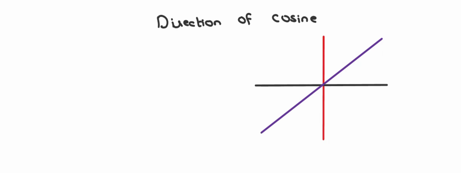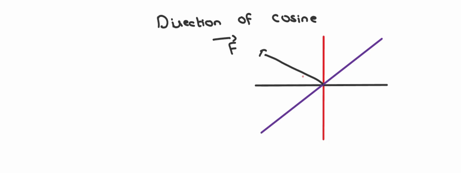Hello everyone, in this video we are going to talk about direction cosines. With the help of direction cosines, we can easily determine the angle of a vector. Let's suppose our vector F lies in space.